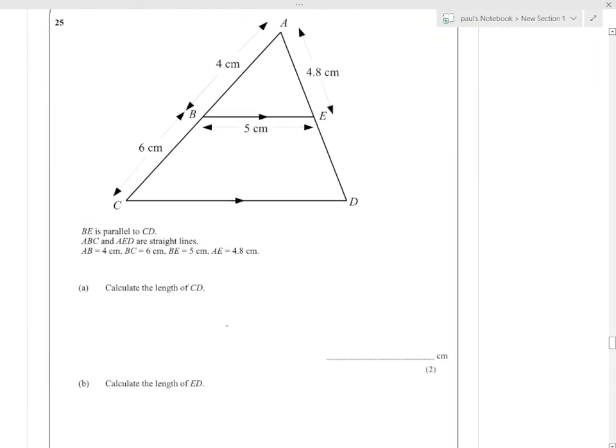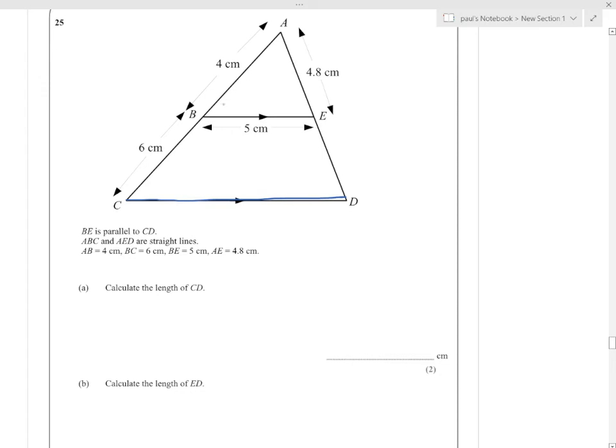Right, what we're doing here. BE is parallel to the, okay. ABC and AED are straight lines. AB is 4, DE is 6. Calculate the length of CD. This one here, CD. Now we can do that. Right. Oh, it's similar triangles, isn't it?